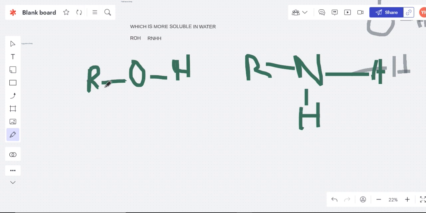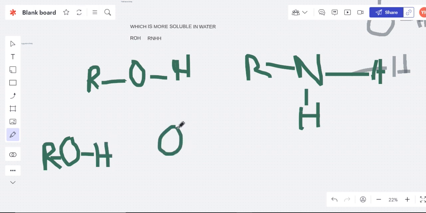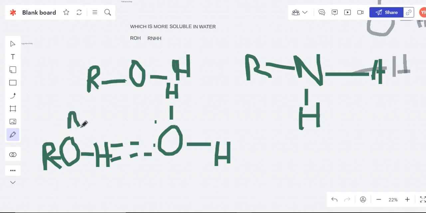Let's see. For example, the first bond of ROH with water. Let's see how it looks like. R, this is a bond. R, O, H, O, H, H. So this is hydrogen, this is oxygen. It has one nucleus, so it can make a bond with this oxygen. As you can see, this is A, this is H, this is B.